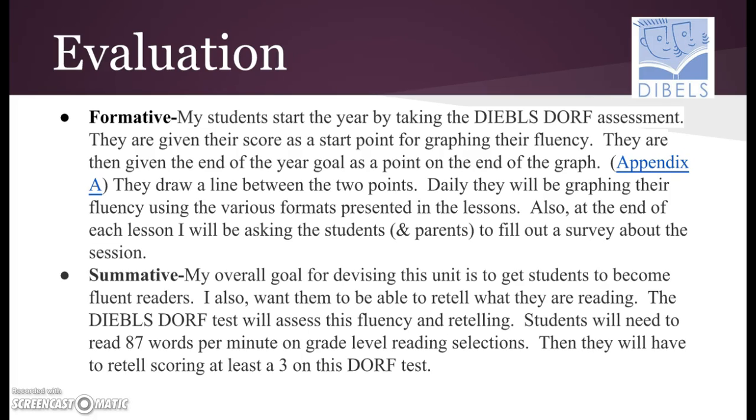Overall, my goal for devising this unit is to get students to become fluent readers. I also want them to be able to retell what they're reading. The DIBELS DORF test will assess this fluency in retelling. Students need to read 87 words per minute on grade level reading selections. Then they will have to have a retell score of at least 3 on this test.